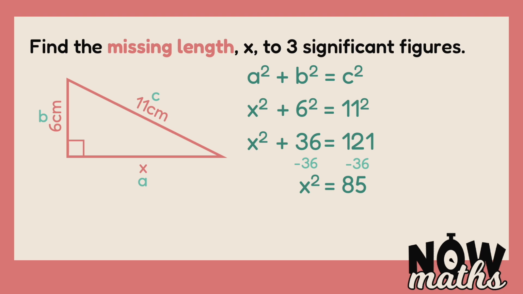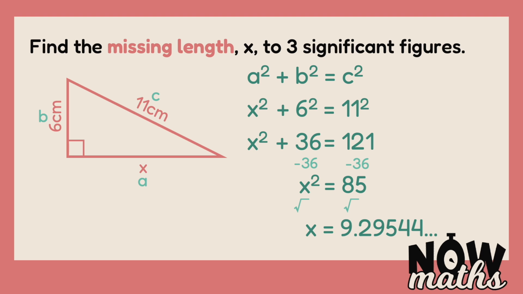So to work out x, we need to square root both sides. And the square root of x squared is x. And the square root of 85 is going to give us 9.29544 and so on. We're asked to give our answer to 3 significant figures.